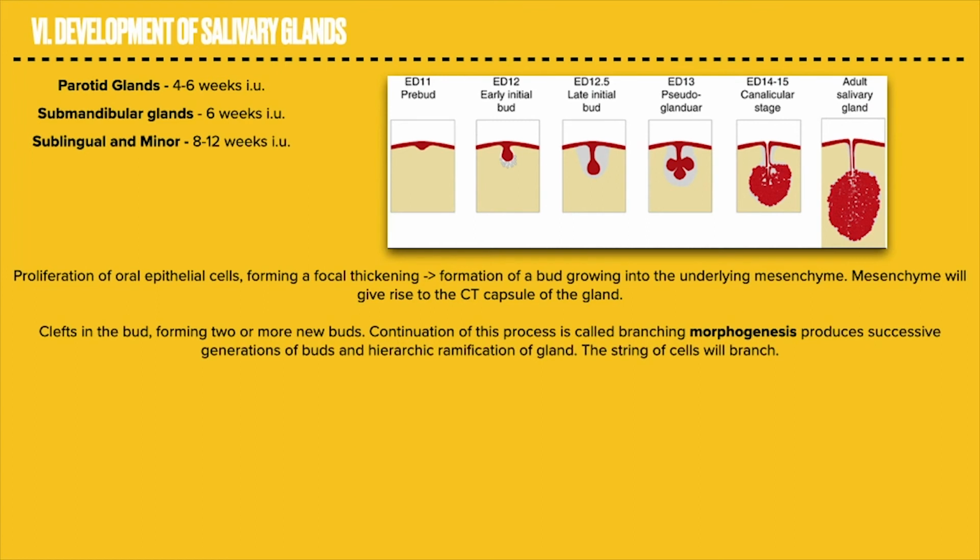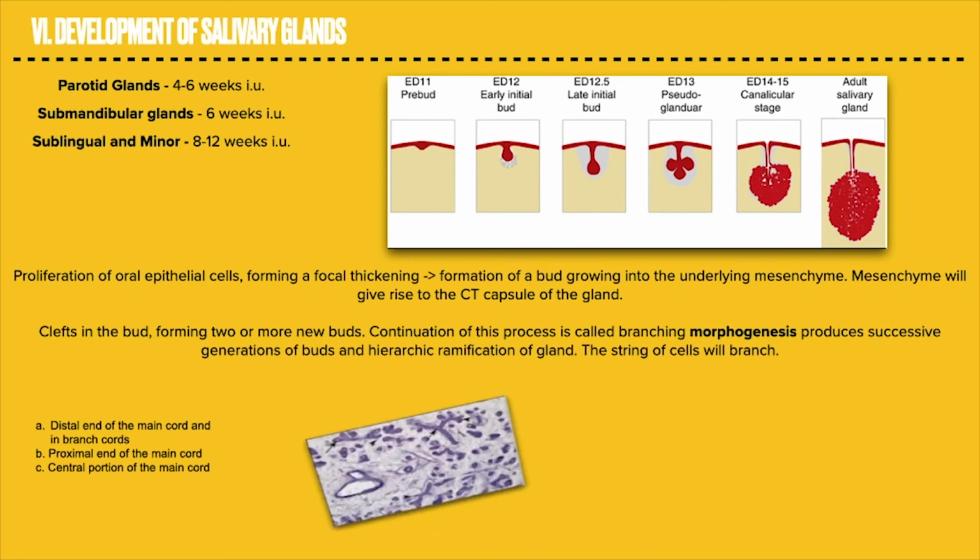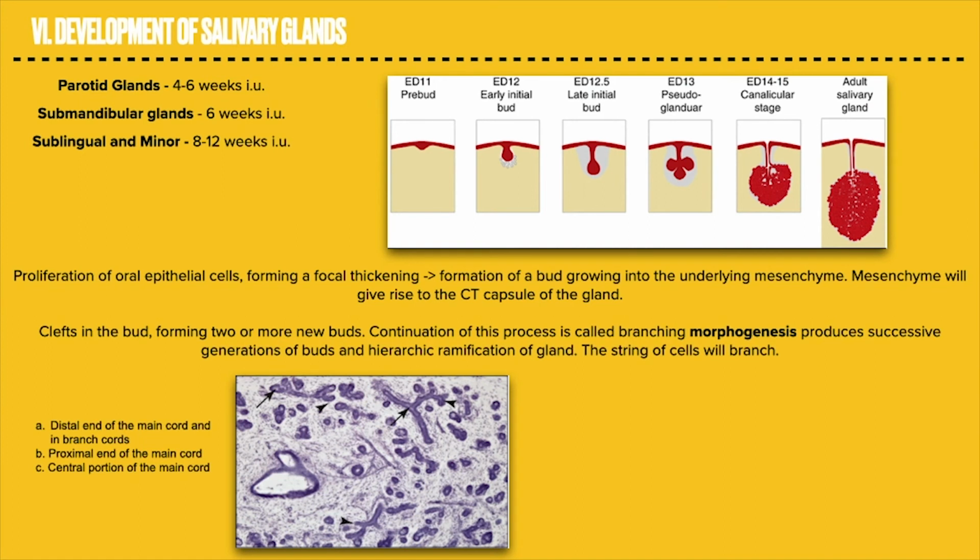The development of a lumen within the branching epithelium generally occurs in this order: 1. In the distal end of the main cord and end branch cords; 2. In the proximal end of the main cord; and 3. In the central portion of the main cord. Lumen formation, shown by arrows, has begun in the ducts. Branching of the distal ends of the epithelial cords is evident, as shown by arrowheads.